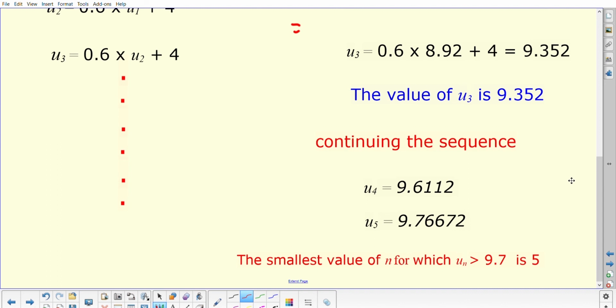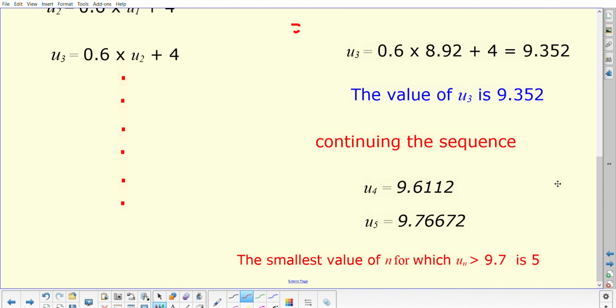and then you can see that we're looking for whereabouts we end up being bigger than 9.7, and the 5th value here is the first place that we end up being greater than 9.7. So Un greater than 9.7 would be when n is equal to 5. And that would be your final statement.